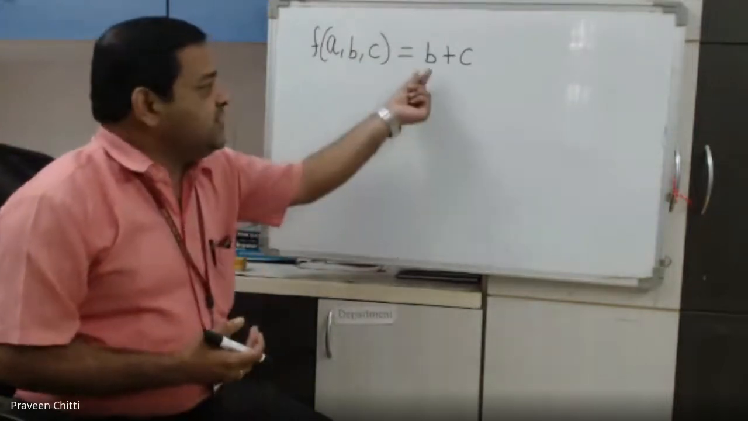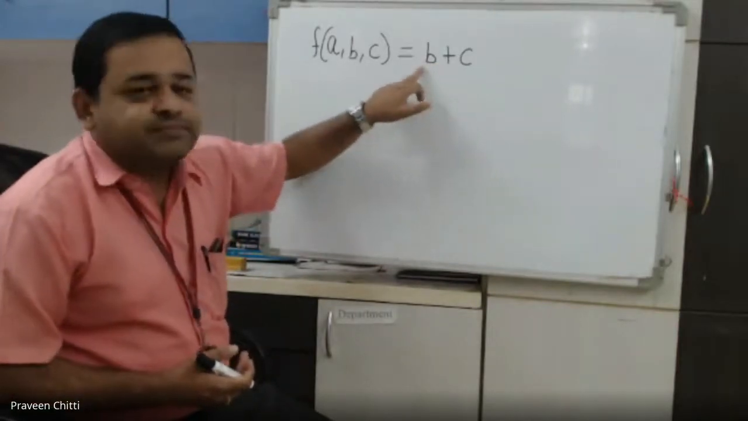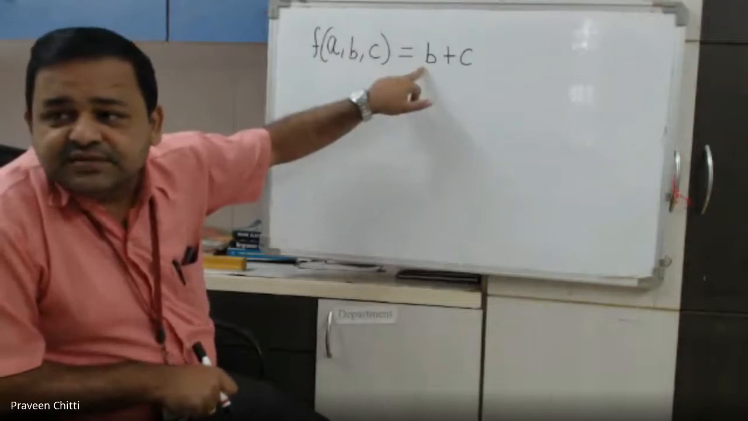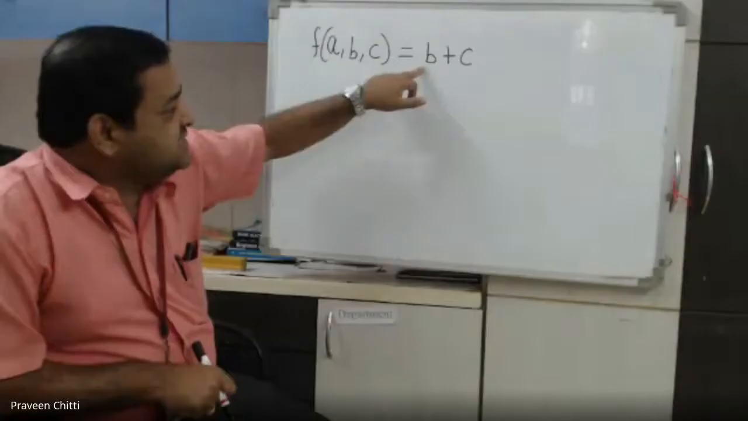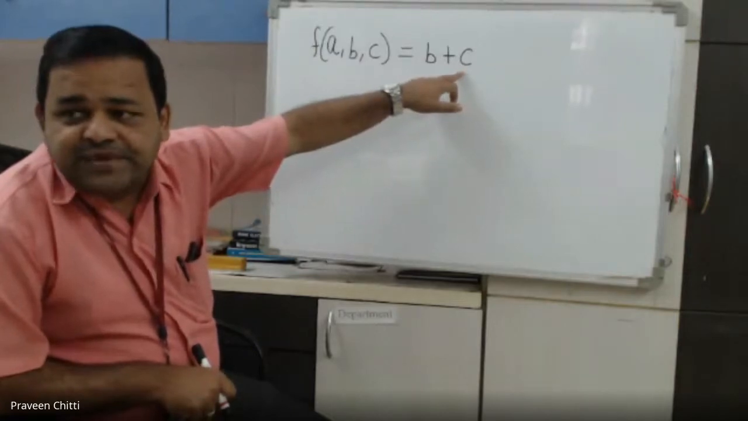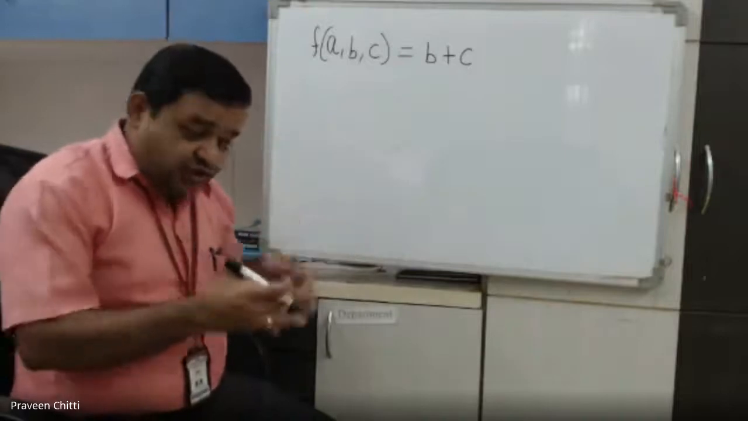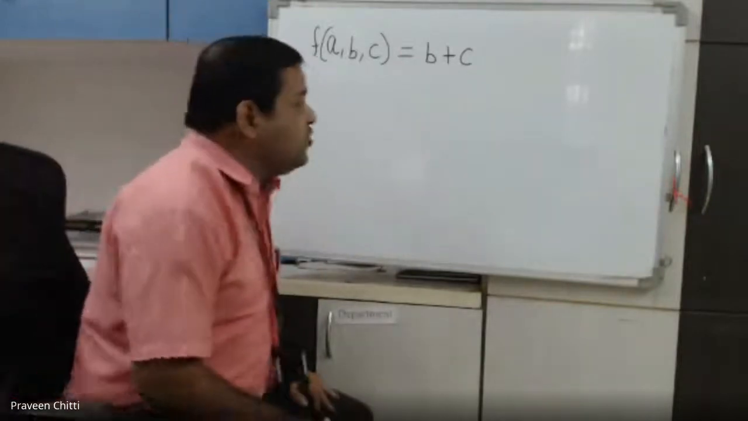Now, how to bring that? Here B is there. If you take this as one product term, what is missing? A and C are missing. Similarly, here only C is there, so A and B are missing. So you have to bring in all the input variables. How can we do that?